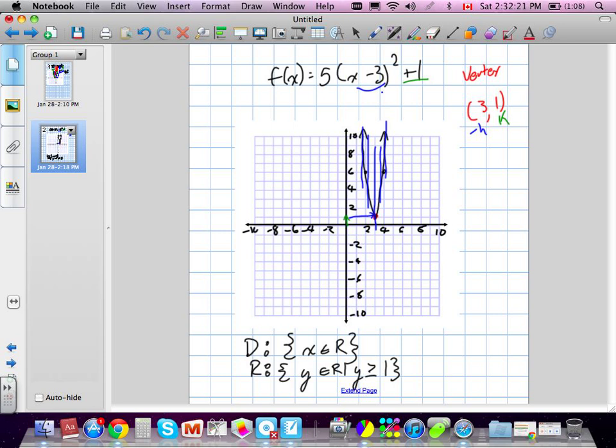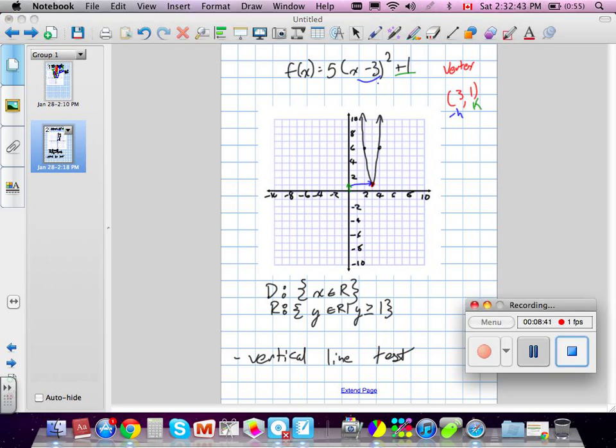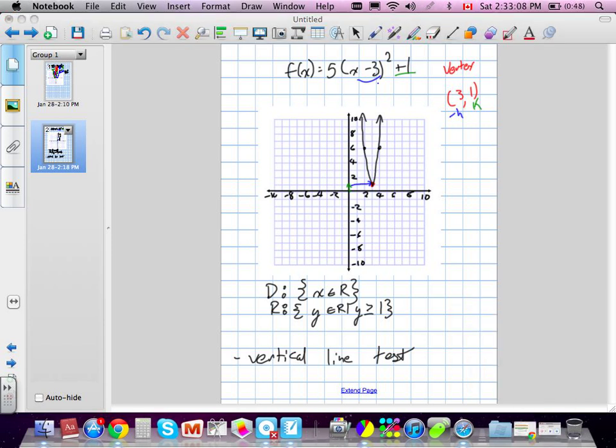So to tell if this is a function by looking at the graph, if I draw vertical lines everywhere, if it only touches the points of this graph only once, that means it is a function. Now if I had something like this and I drew vertical lines, this would not be a function because it has 2 values. Okay? So we know it's a function by the vertical line test. That's how we know by looking at it.